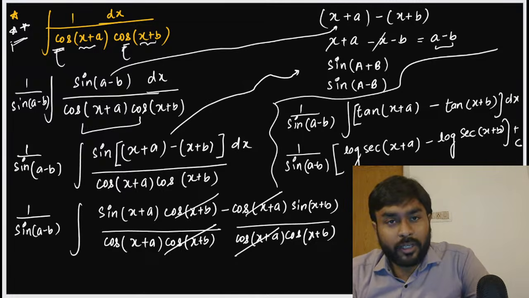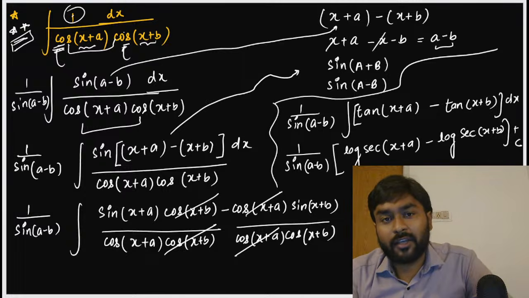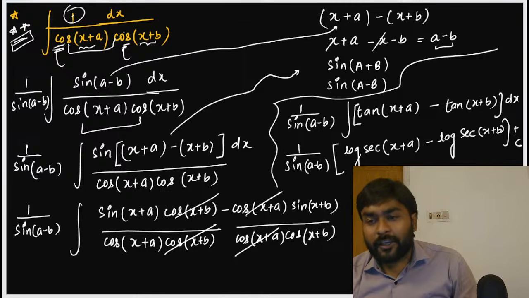In this format, you have two, three types. Whatever is written in the denominator, we will create: if cos is here, we will create sine. If sine is here, we will create cos. That is the only idea. Then we only apply the formula. Correct?